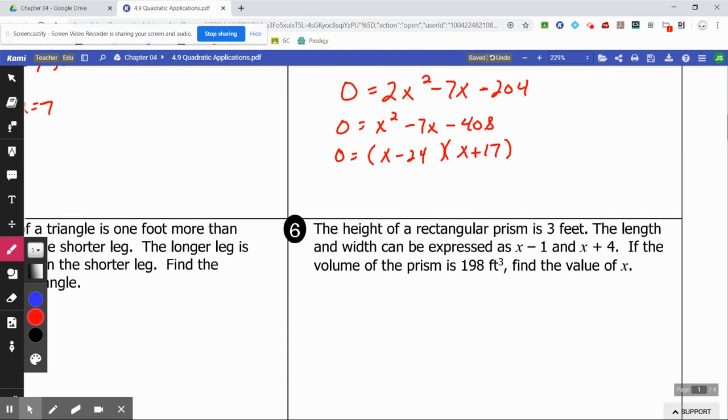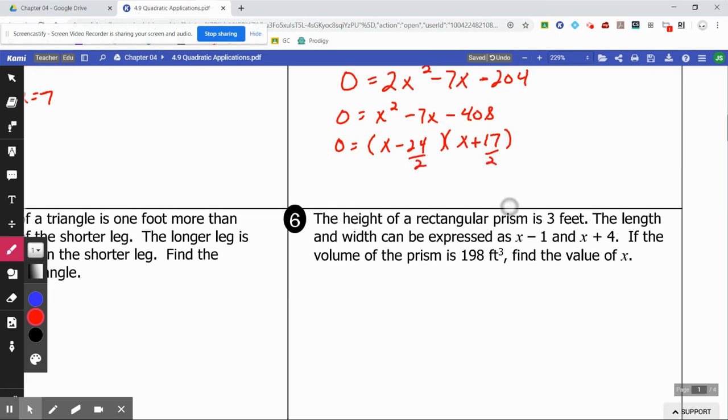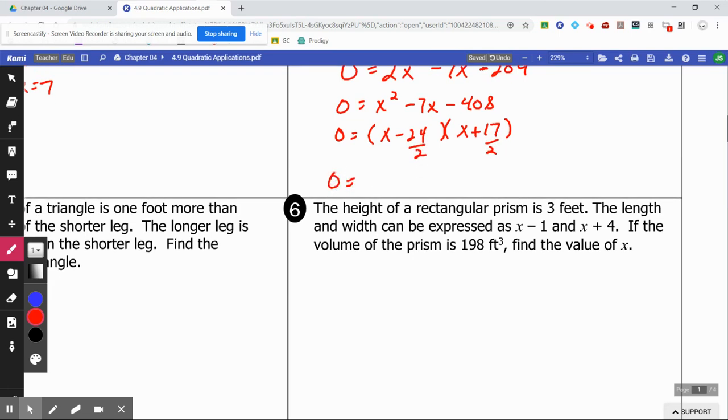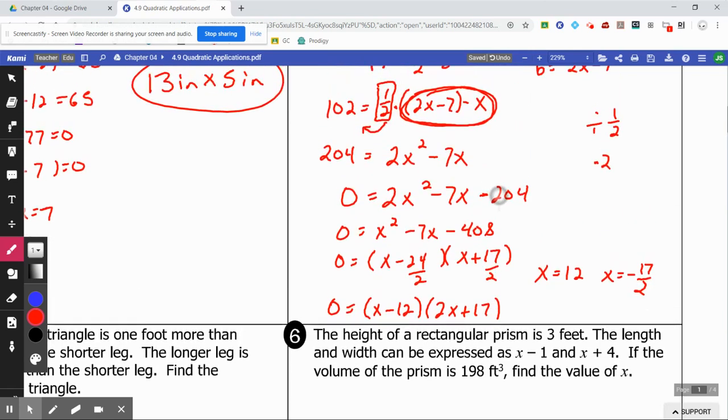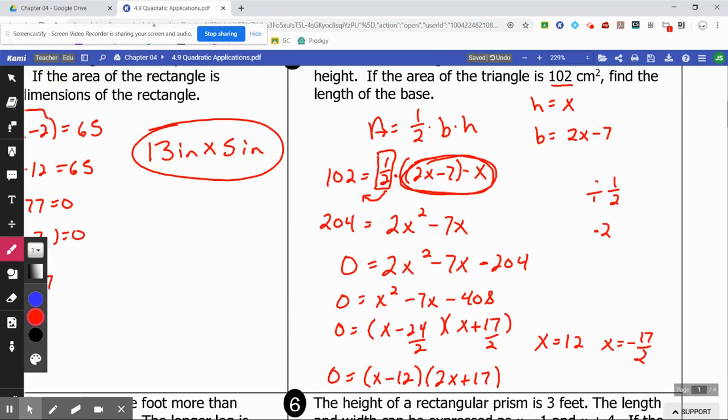One way of doing that, well, there's several different methods, but you knew that the 2 times the 204, you could play around with those. You could double one, half the other, and try to come up with some method. But 24 times 17, we moved the 2, so now let's divide by the 2. So therefore, you have 0 is equal to x minus 12 and 2x plus 17. Set each equal to 0, and you're going to get x is equal to 12 and x is equal to negative 17 halves.